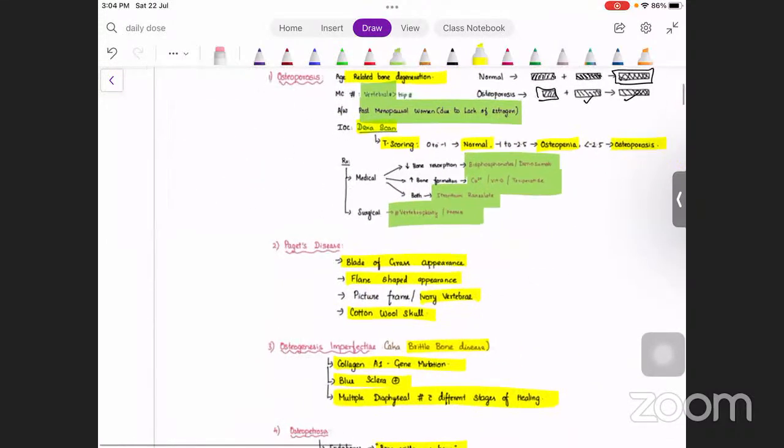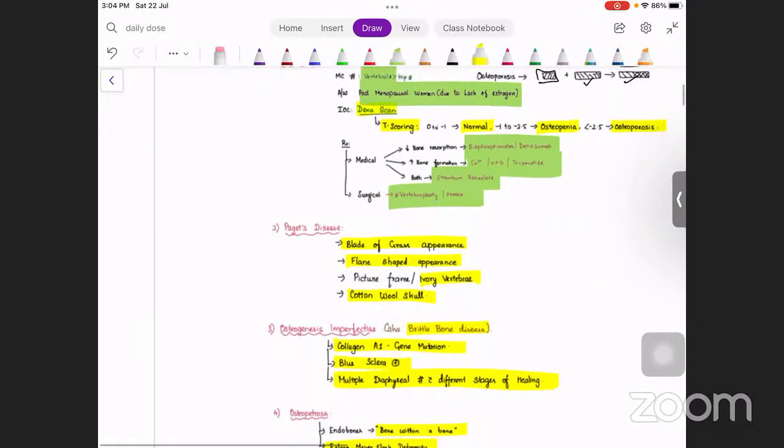So we are seeing four bone disorders, people: osteoporosis, Paget's disease, osteogenesis imperfecta, osteopetrosis. Osteoporosis is your age-related bone degeneration, and the most common fracture is your vertebra. Postmenopausal, DEXA scan is the investigation of choice. Paget's: blade of grass appearance and a flame-shaped appearance, ivory vertebra, cotton wool skull.